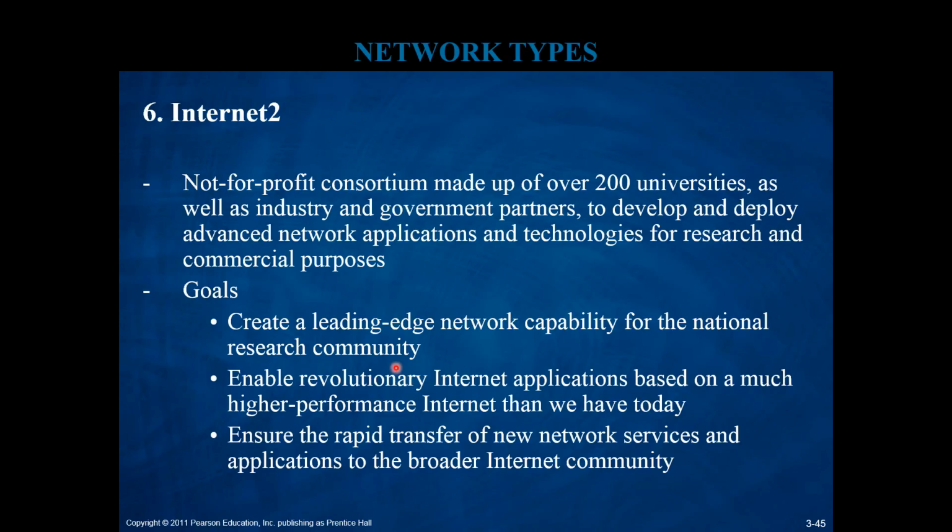Then you have something called Internet 2. Internet 2 is basically a non-profit consortium made up of over 200 universities and some industry and government agencies. The idea behind Internet 2 is to develop and deploy advanced network applications and technologies for research and commercial purposes. Basically, what they're saying is that the Internet infrastructure that we have nowadays is not good enough. It's slow, it's outdated, so there's a need to create a new set of standards and a new infrastructure for the so-called Internet 2 that would be much faster, more reliable, and probably more accessible across the globe. So that's the goal of this Internet 2 project.